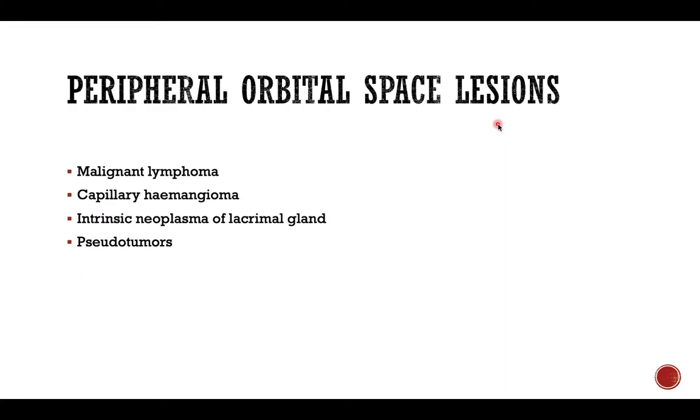So what are our common lesions in this area? We have malignant lymphoma, capillary hemangioma, intrinsic neoplasm of the lacrimal gland and pseudotumors. We should remember that the tumors present in this space usually produce eccentric proptosis and can usually be palpated. And most commonly they are approached by anterior orbitotomy and sometimes by lateral orbitotomy.